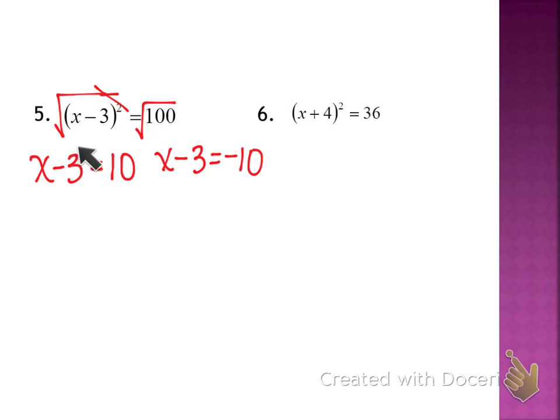When we square root the left side, all it does is get rid of the exponent. So everything else stayed the same. The x minus 3 came down, but now it doesn't have a little 2. And then the square root of 100 we talked about is 10, or it could also be negative 10. But this left side still was only x minus 3. Just dropped its exponent again.